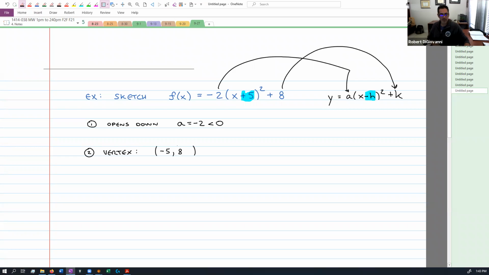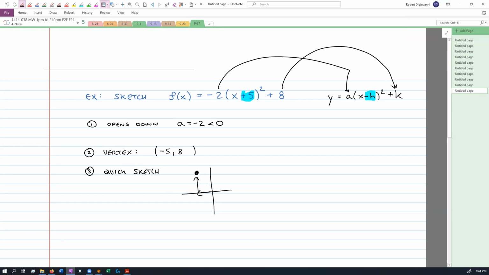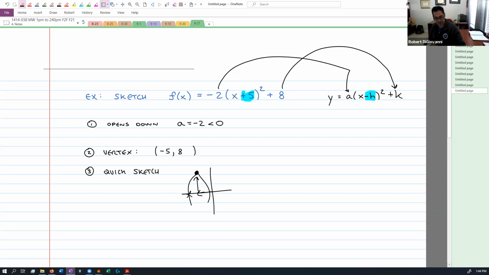Any questions on that? The opposite of what you see here is H. Whatever you see out here is K. So +8 is K. Third step, quick sketch. Okay, -5 to the left, 5, up 8. I have a vertex here. Which way do we open? Down. Which means we'll have 2 x-intercepts. So that means I have to go find them.